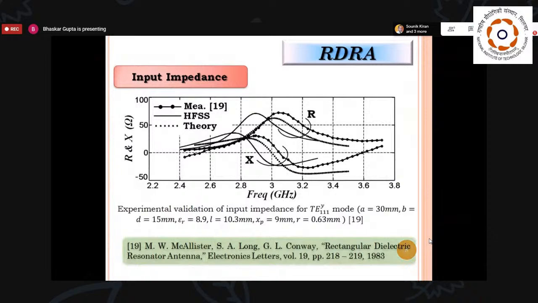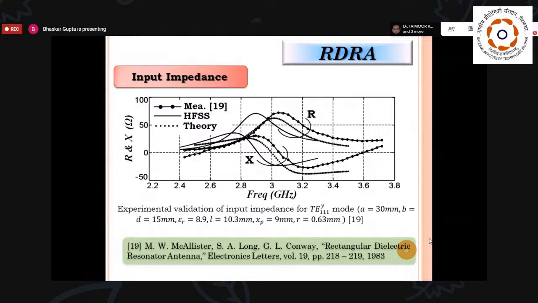But using these, we then tried to extend our investigation to input impedance. We took the data as measured by McAllister's paper and Shen Long. Just yesterday I told you that it was the pathbreaking paper, the pioneering paper. And obviously at the time simulators were not there. Now we have those simulators. We have found interestingly that the theory developed by us is much closer to the measured data, and obviously so is HFSS simulation, rather than Long's work.